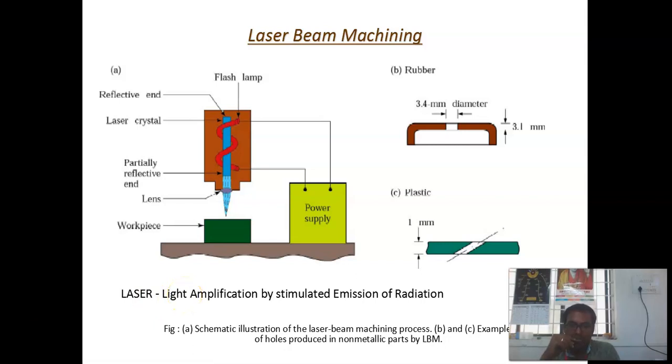Laser means light amplification by stimulated emission of radiation. This is the 2D diagram of the laser beam machining process. Here, this is the ruby rod. This is the flash tube. One end is connected to the DC power supply, and the other end is connected to the lens. This is the workpiece, the partially reflective end, and the other one is the fully reflective end. This is the ruby crystal.